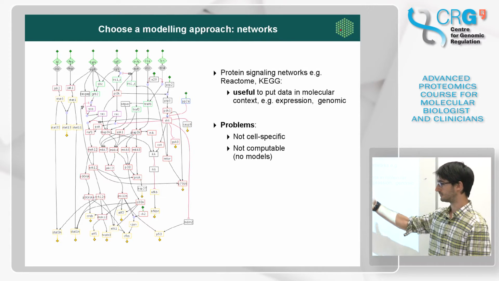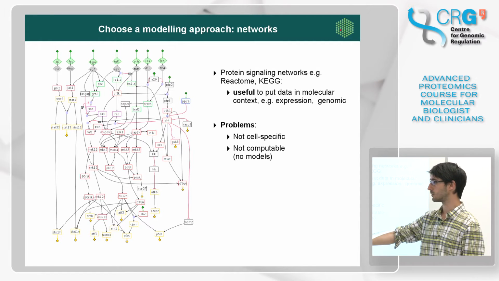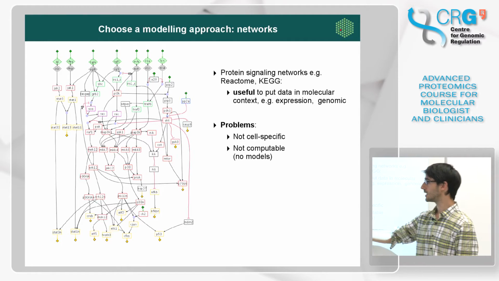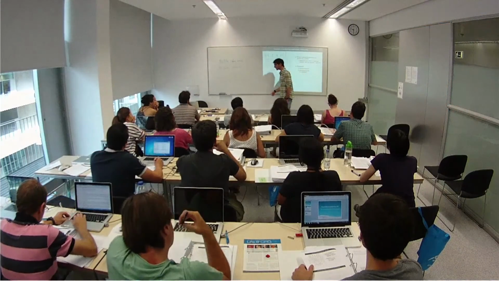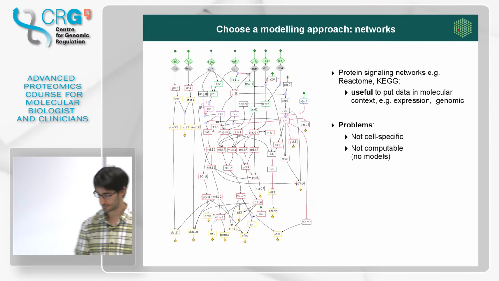You cannot take this network from a database and ask, well, when I use this stimulus here, what will happen here and here? You cannot compute them. You cannot simulate them, right?